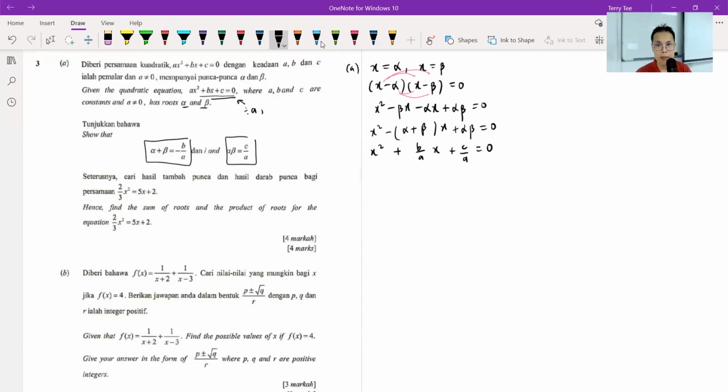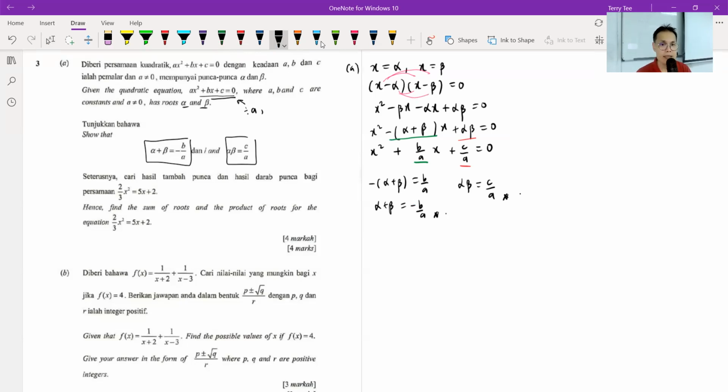Let me compare the coefficient of x, that means the number in front of x here. So we say negative alpha plus beta is b over a. Bring it over, alpha plus beta is negative b over a. Then let's compare the constant, the one without any x or x squared. I got alpha beta and the result is c over a. Okay, it's not too difficult, the first part.